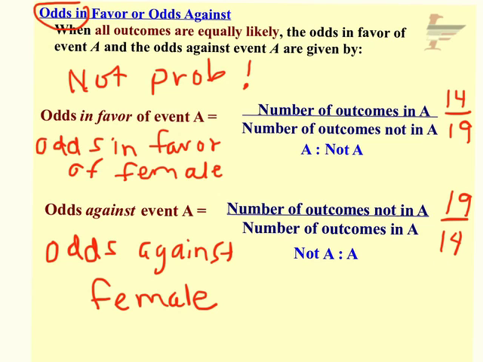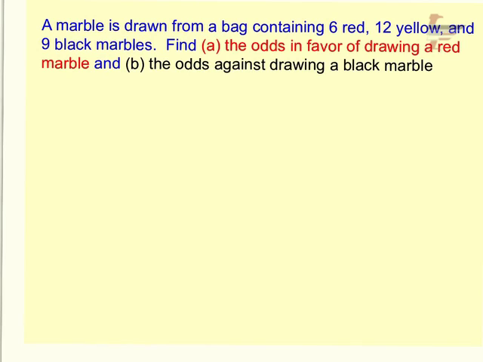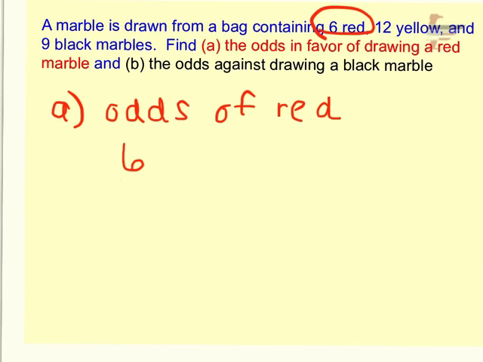So it's pretty simple. Okay, an example here says a marble is drawn from a bag containing 6 red, 12 yellow, and 9 black. Find the odds in favor of drawing a red marble. Okay, so odds in favor of red. Well, I have 6 red, and I have how many non-red? 12 plus 9, so that's 21. And when you can reduce odds, you should. Remember, don't change this to a decimal. Write yourself a huge note. Odds is not probability. You don't divide this out.